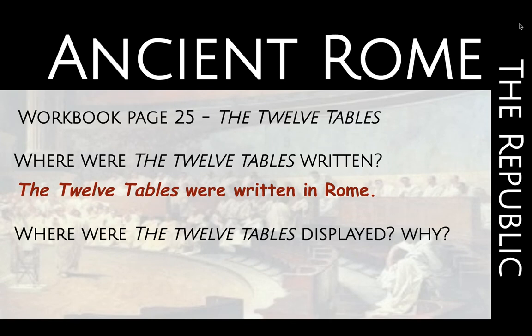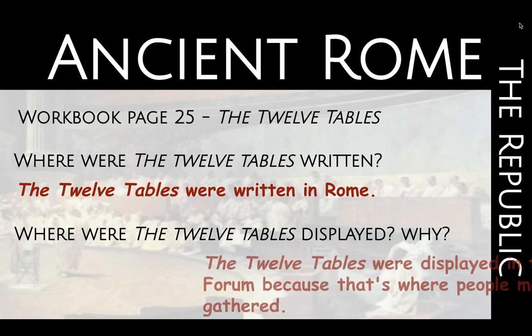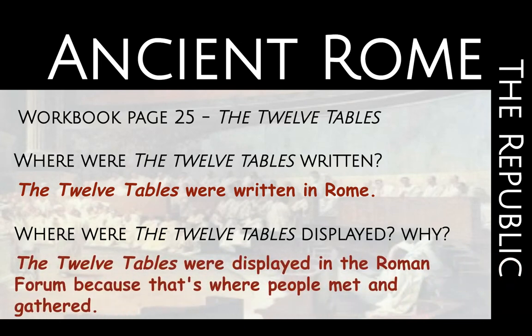The next question is, where were they displayed and why that particular location? Hopefully you wrote that the 12 Tables were displayed in the Roman Forum. They were displayed there because that's where the people gathered. That is where the marketplace was. That is where most of the government buildings were. So people were moving around in the Forum all day long, every day. So that's why the 12 Tables would be displayed there, so that the majority of people would see them.